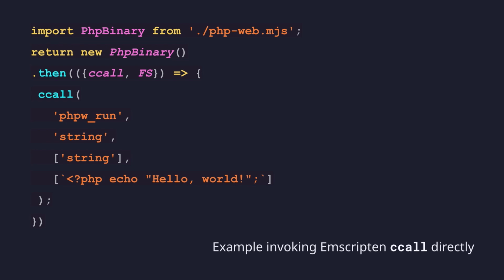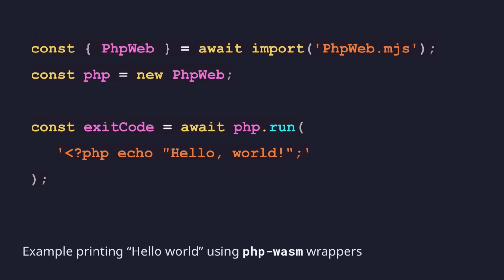This is kind of verbose, but luckily using the PHP WASM library that Sean Morris has provided, we can just use PHP web and say, hey, PHP web, run this code, and all of that's been abstracted a bit, which makes it really easy to run PHP in the browser.